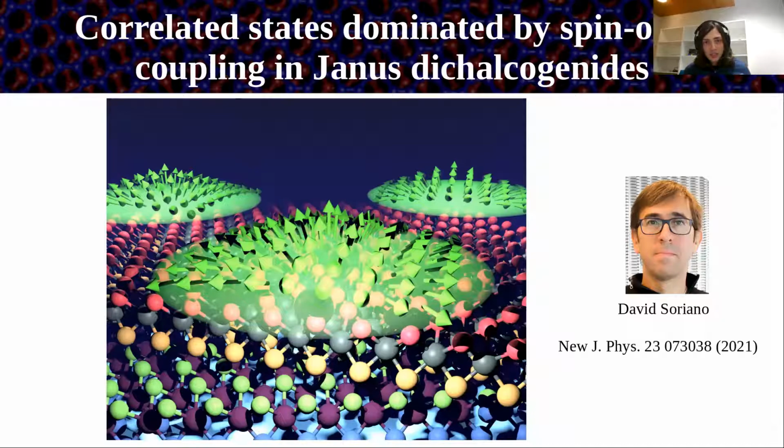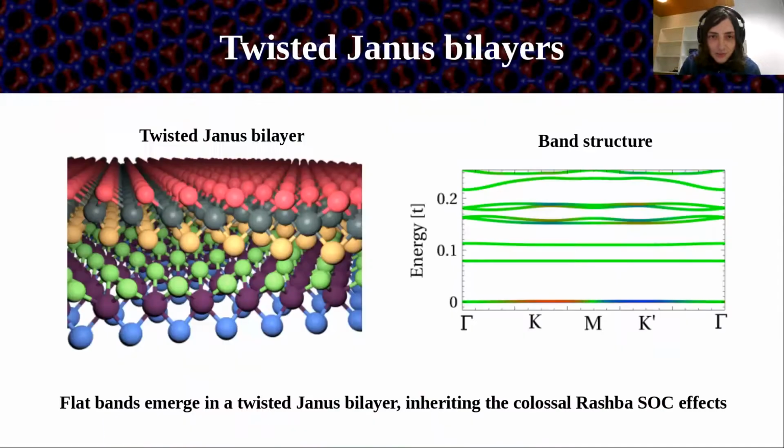And the really interesting thing about these materials is that they can potentially host really ginormous Rashba spin orbit coupling effects from the intrinsic mirror symmetry breaking of each layer. And this, of course, is work that was done thanks to David Soriano, and you can see that reference.